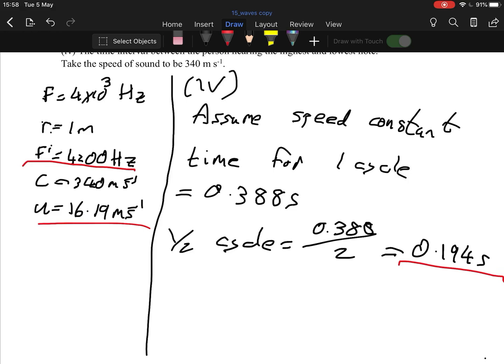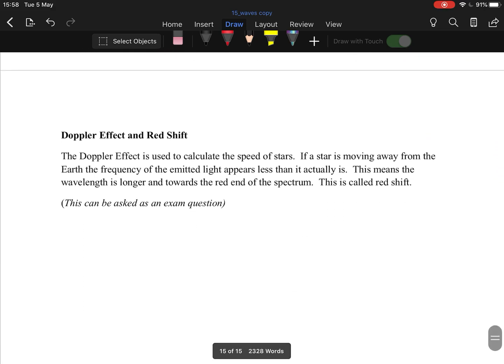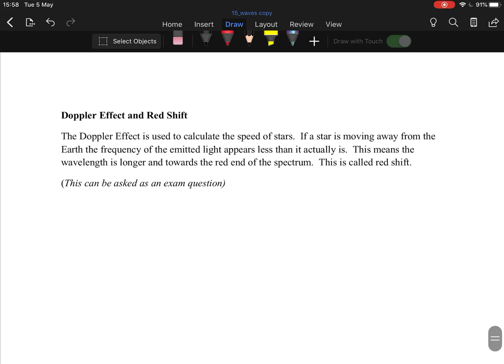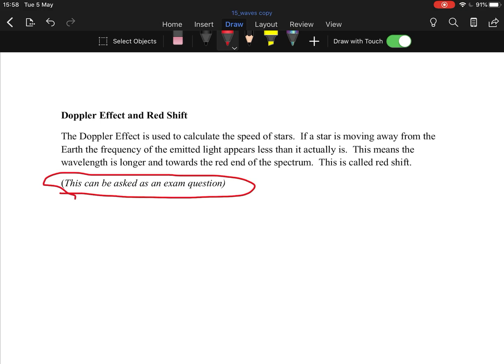Now your values might be slightly different depending on how you rounded up the figure, some of these figures, okay? So if you rounded up to 3 or 4 decimal places, that's probably where the difference is, so don't worry too much about that, all right? Okay, so the last thing here, this is a common exam paper question. Hasn't been asked in a while, so keep an eye out for it. What exactly is the Doppler effect and the redshift, okay?